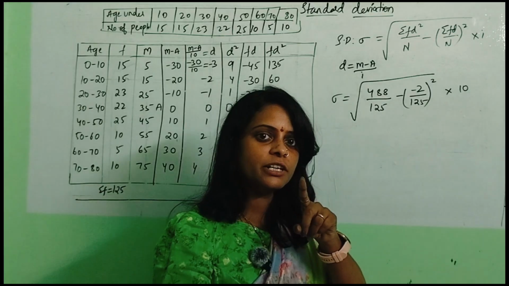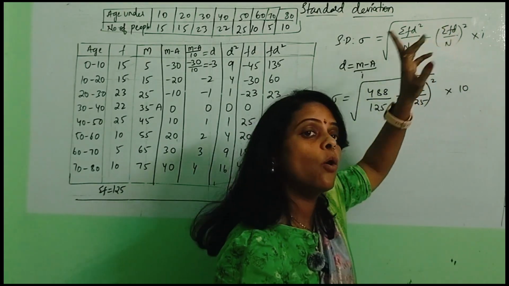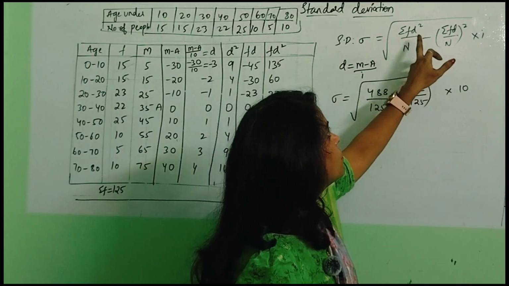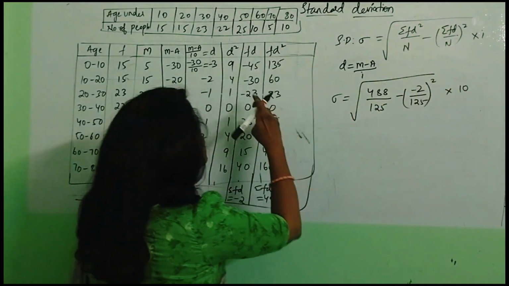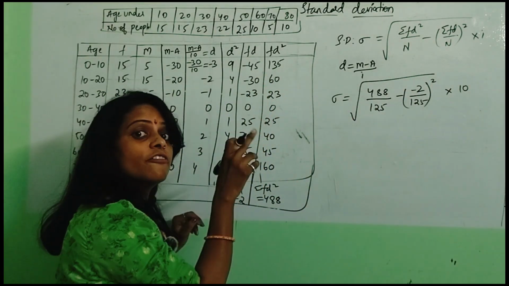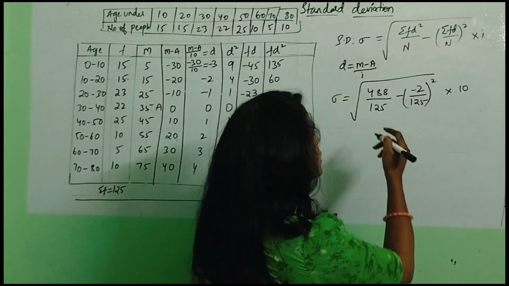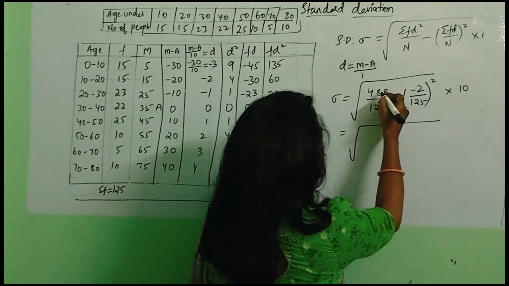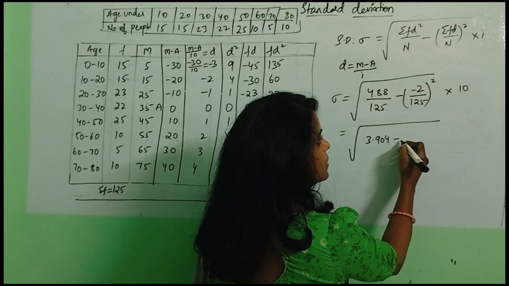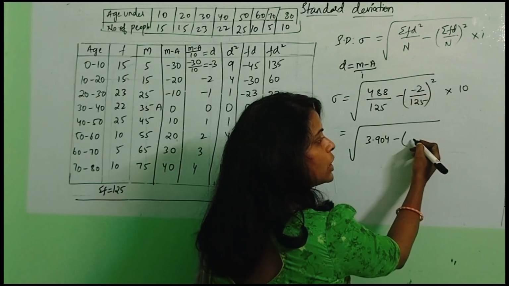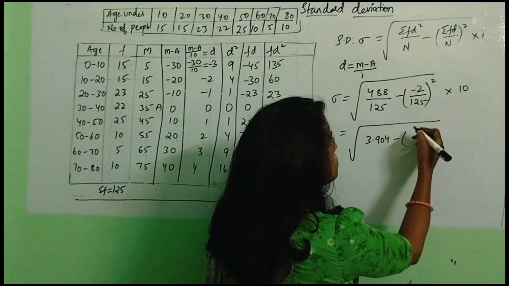One more thing to carefully remember: sigma FD square is different, and sigma FD whole square is different. Sigma FD square means these values. Sigma FD whole square means you write down the sigma FD value and then take its whole square. That is one small point to remember. Done. So what are these values? 488 by 125 is 3.904, minus minus 2 by 125. When we square that value, obviously it will be positive.